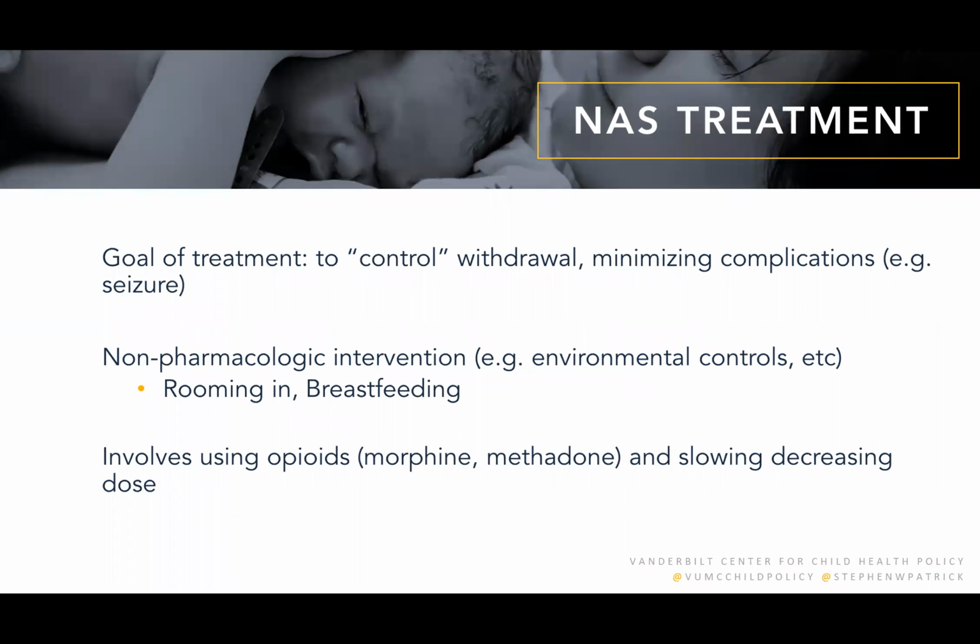So to treat neonatal abstinence syndrome, our goal is to control withdrawal, minimizing the complications, including seizure. We first begin with non-pharmacologic interventions in controlling the environment, namely allowing mom to room in, promoting breastfeeding when appropriate. For severe withdrawal, we use an opioid like morphine, methadone, in some cases buprenorphine, some centers use, slowly decreasing the dose over time. Next slide.